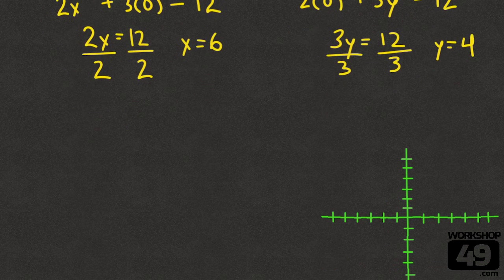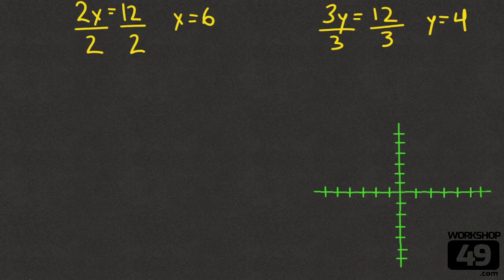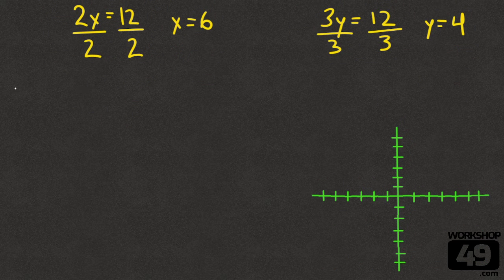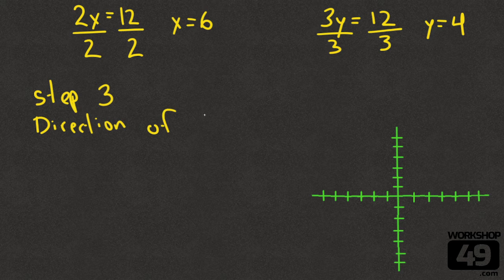So we're going to just move this down a little bit. Marvelous. Step 3 is we need to decide direction of shading. Direction of shading. And to do this, both x and y will equal 0.